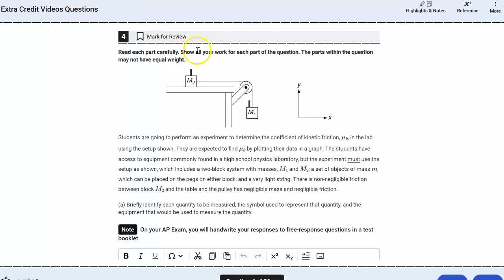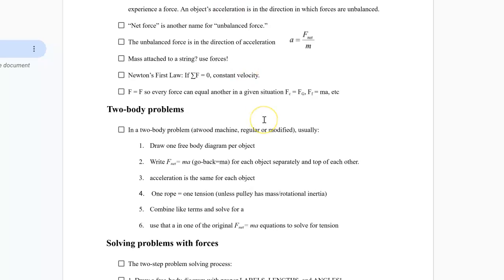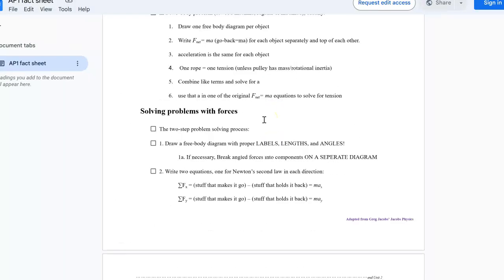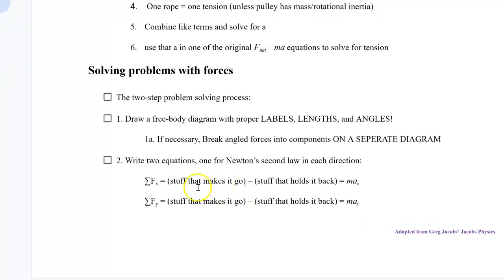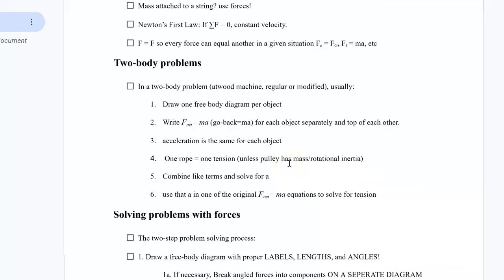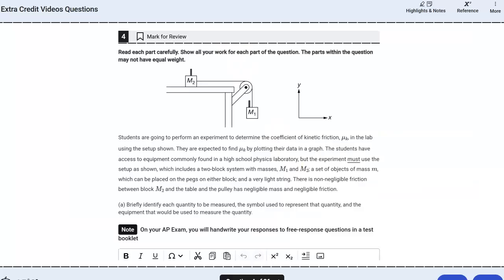So here is the physics fact. The most important physics fact we need to know is Newton's second law: sum of forces, stuff that makes it go minus stuff that holds it back, equals mass times acceleration. And then we also need to have good lab knowledge and just really think this problem through.